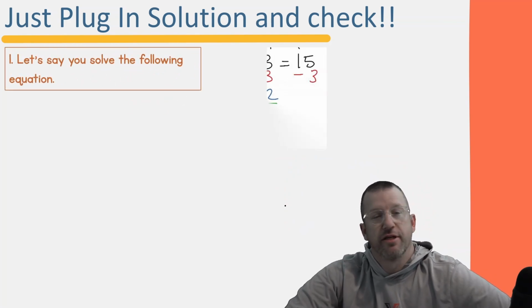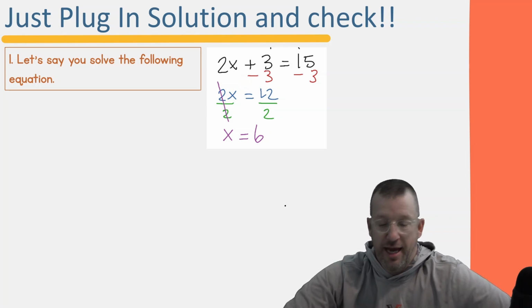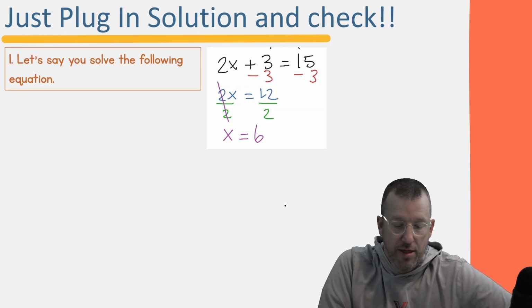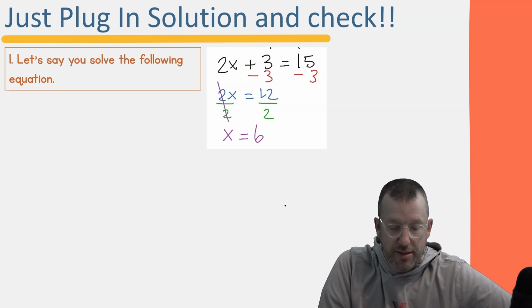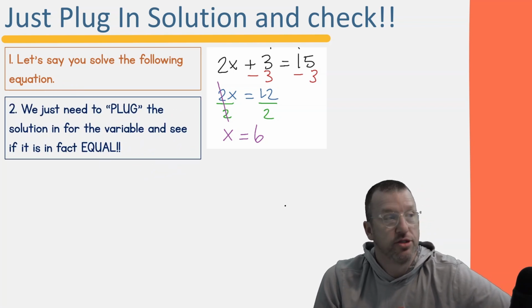So let's say you solved the following equation: 2x plus 3 equals 15, and you did all that work, and at the end it says x equals 6. We have to figure out, am I right? There's a simple way to figure this out. We just need to plug in the solution for the variable and see if that fact is equal.